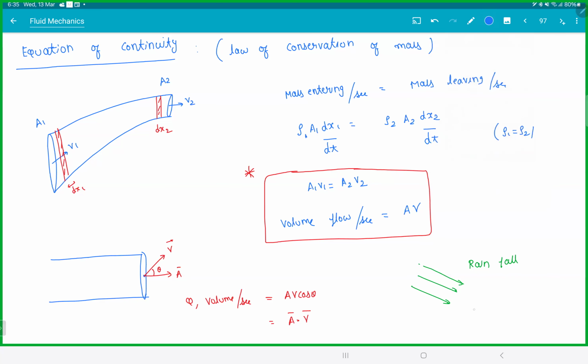So if that is rain there and you want to see how much water is getting collected inside, that is how we measure. This is theta, this is area, and this is V. So rainfall collected per second is AV cos theta. Clear?